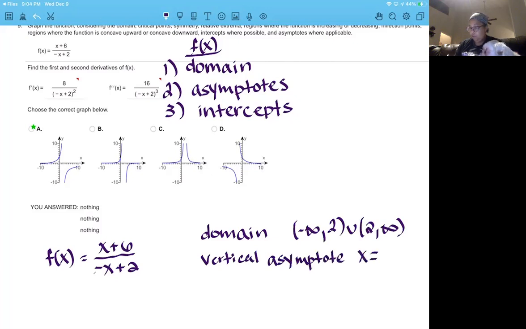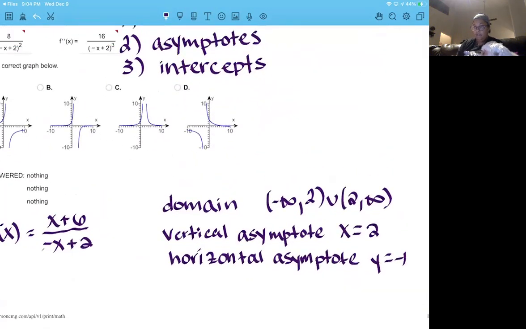At x equals 2, I have a vertical asymptote, and a horizontal asymptote at y equals -1. All right. And then let's take a look at our intercepts. So I have x-intercepts when y equals 0.